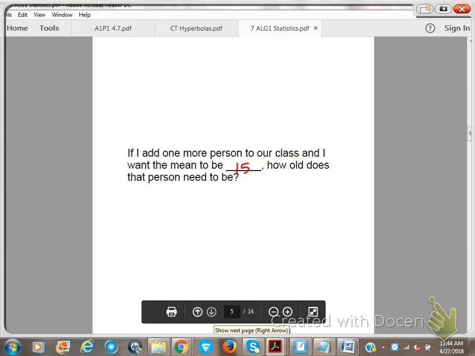All right, so let's talk about how you would do this. How do you find an average? You add everything together and divide by how many there are. Okay, if we're adding one more person to our class, what would we be dividing by? 12. What do we want the average to equal? 15. Okay. Now, 183 plus, divided by 12. Hold on. 183, that's what you got when you added up all of us in here, correct?